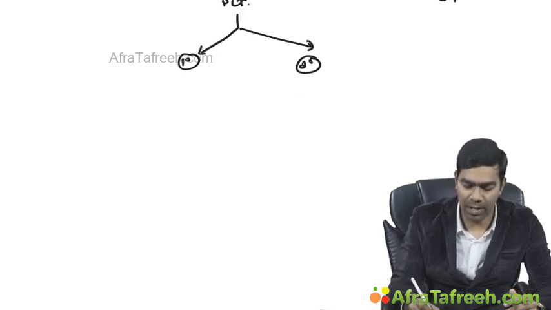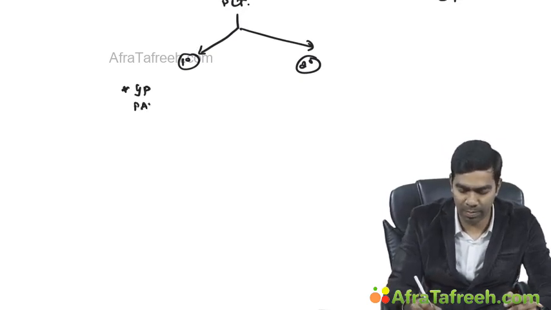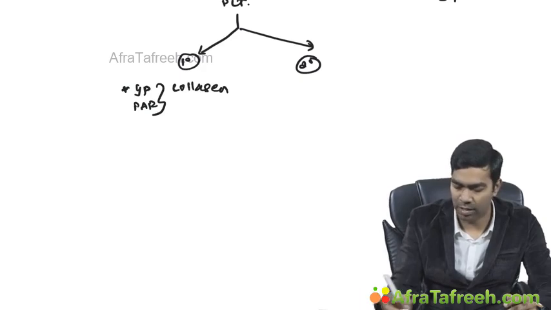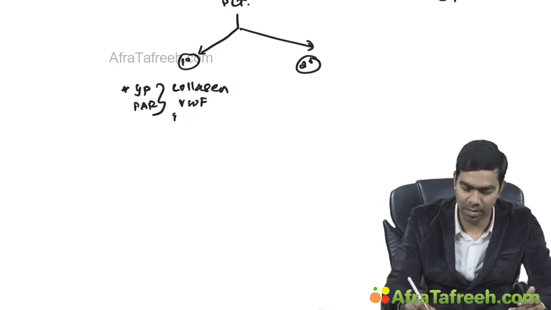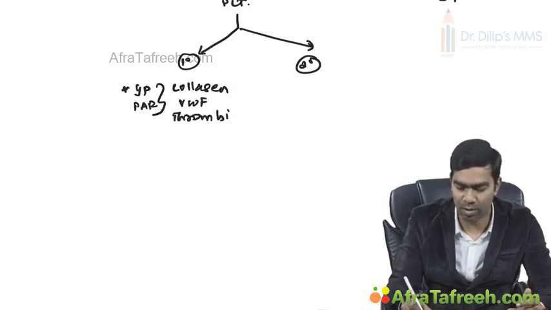You know very well, primary activation is mediated through your platelets' glycoprotein receptors and platelets' PAR receptors, which are going to attach to your endothelial collagen, von Willebrand factor, and thrombin. Glycoprotein receptors are important for attaching to collagen and von Willebrand factor, and PAR receptors are important for attaching to an element called thrombin.